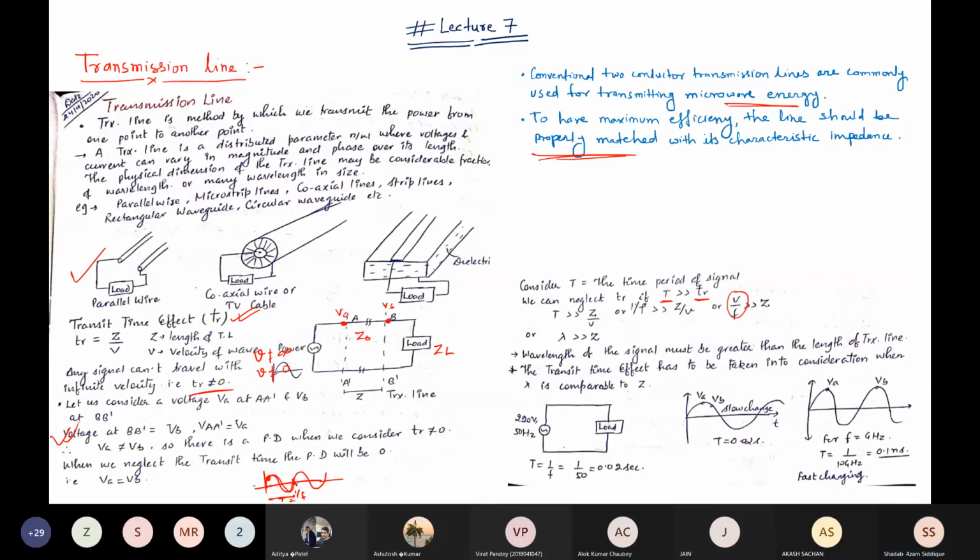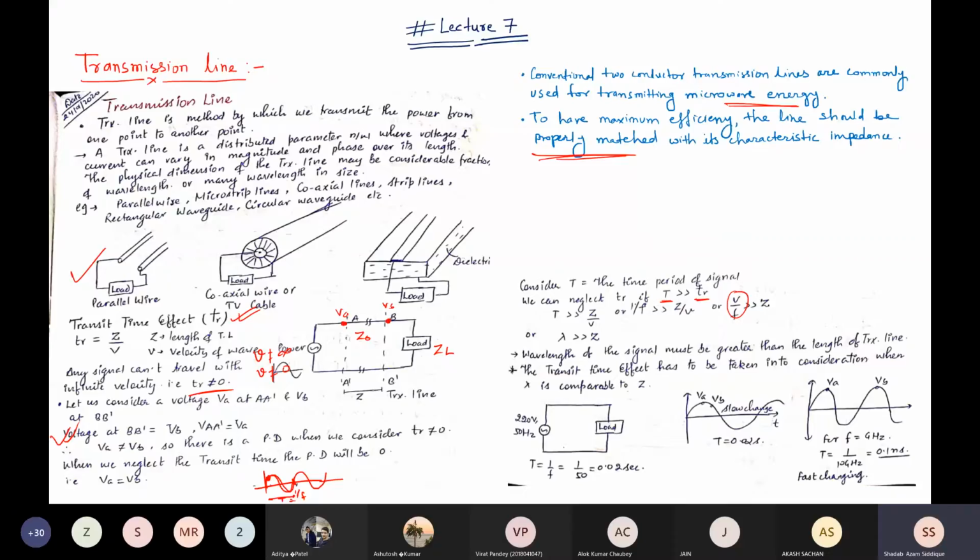Now, if the transit time effect is neglected, we can apply Kirchhoff's law. But due to the transit time effect, we cannot apply Kirchhoff's law. We cannot apply the low frequency analysis.